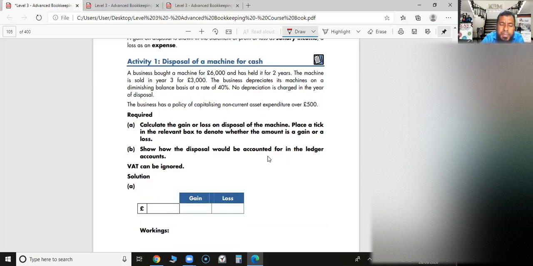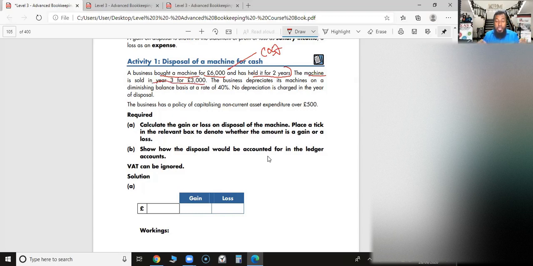I hope so. A business bought a machine for 6,000 and has held it for 2 years. So assume you are the accountant, you bought an asset, a machine, a couple of years ago for 6,000. That is the cost of the asset. So we are going to sell it. Let's read it. The machine is sold in year 3 for 3,000.